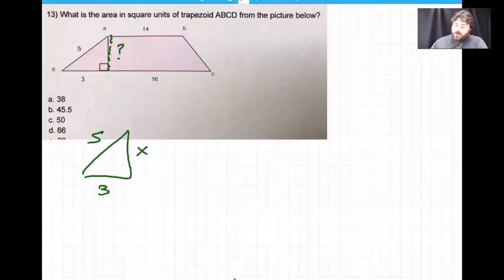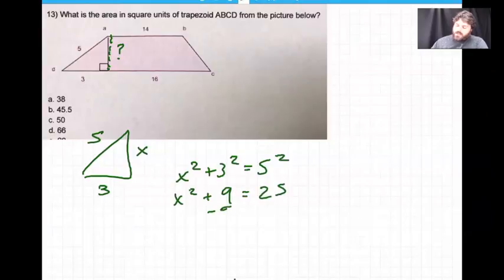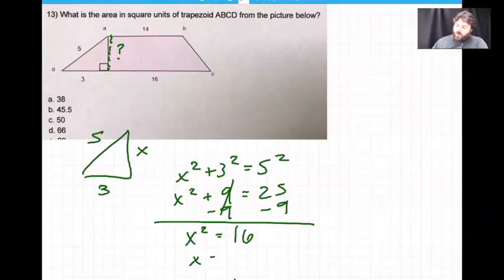I use the Pythagorean theorem here. x squared plus 3 squared equals 5 squared. Next week, you're going to learn the shortcut of knowing the answer without having to do all this work. x squared plus 9 is 25. I take away 9 from both sides. I get that x squared is equal to 16. That means x is 4. If I square root both sides, I realize that x is 4. So the height here is 4.